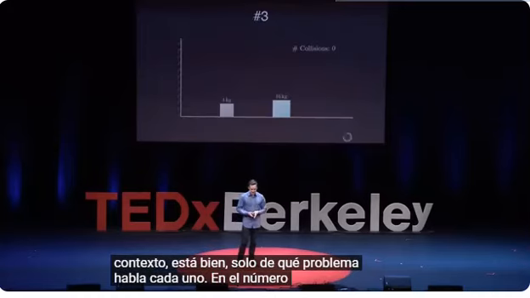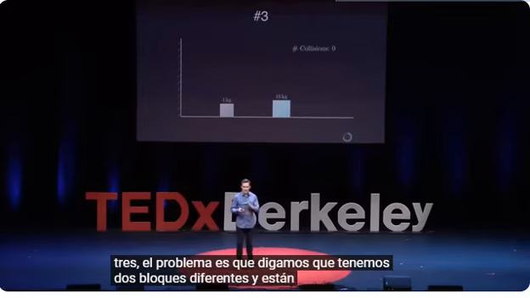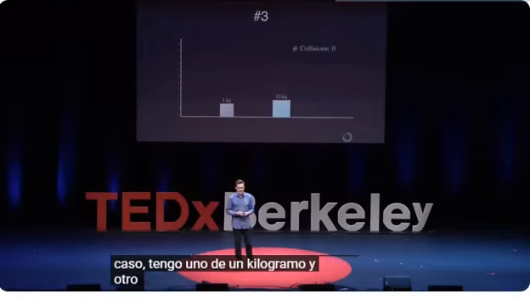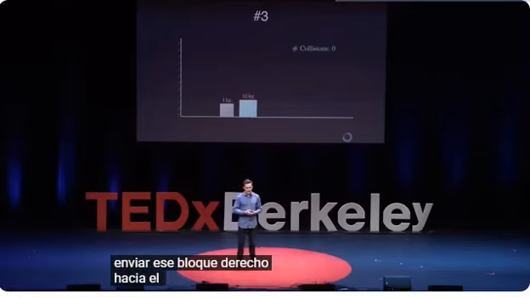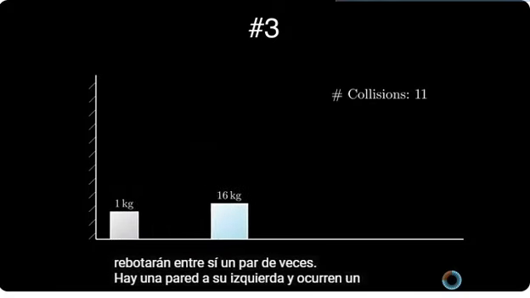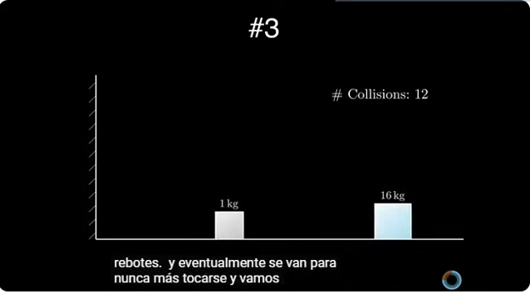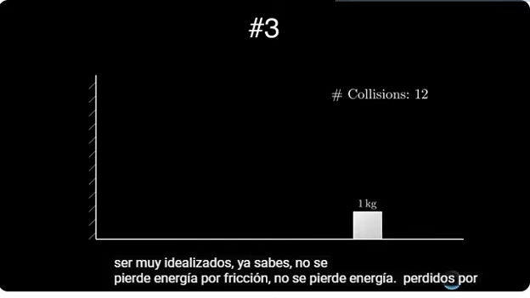So sitting at number 3, the problem is, let's say we have 2 different blocks, and they're sitting on a frictionless surface. Okay, in this case, I have one that's 1 kilogram and one that's 16 kilograms. And we're going to send that right block sliding towards the left one. They're going to bounce off of each other a couple times. There's a wall to their left. A bunch of bounces happen, and eventually they sail off, never to touch again. And we're going to be very idealized. No energy is lost to friction. No energy is lost to the collisions between them.